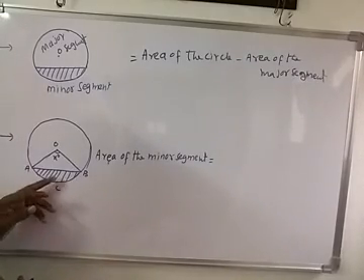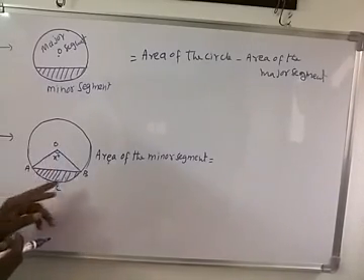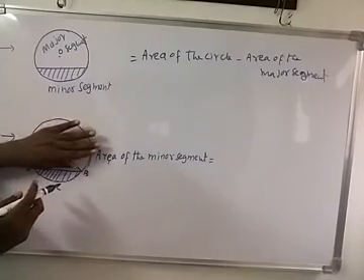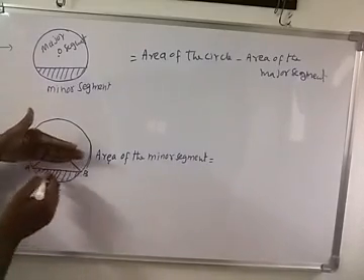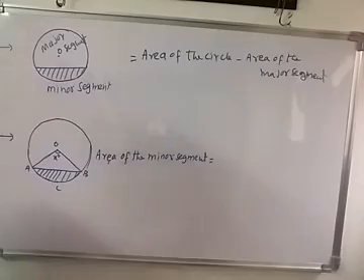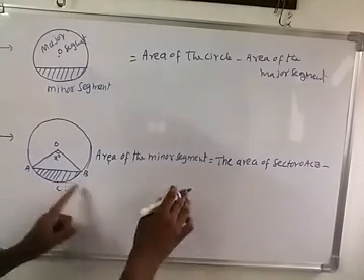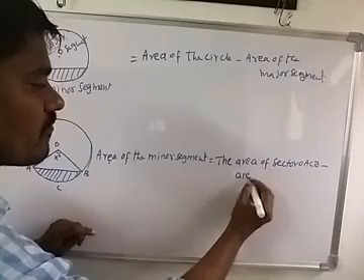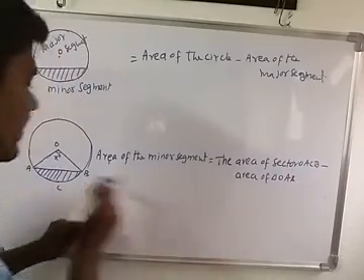So how do we find the area of the minor segment? That is the area of the sector OACB minus area of the triangle. The area of the triangle is taken out from the area of the sector, then we will get the shaded region, that is the minor segment. So, the area of the sector OACB minus area of the triangle OAB. Then we will get the shaded region.